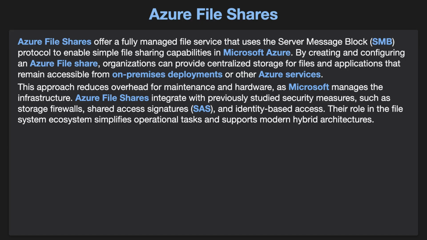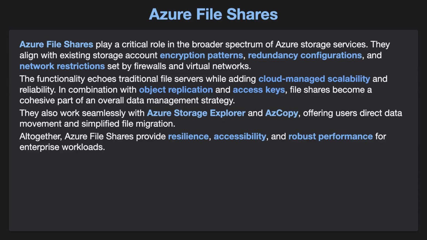Azure File Shares integrate with previously studied security measures, such as storage firewalls, shared access signatures (SAS), and identity-based access. Their role in the file system ecosystem simplifies operational tasks and supports modern hybrid architectures. Azure File Shares play a critical role in the broader spectrum of Azure Storage services. They align with existing storage account encryption patterns, redundancy configurations, and network restrictions set by firewalls and virtual networks.